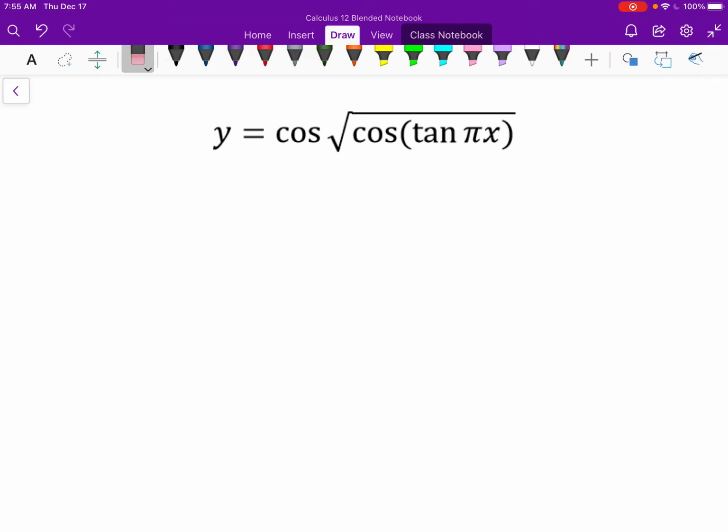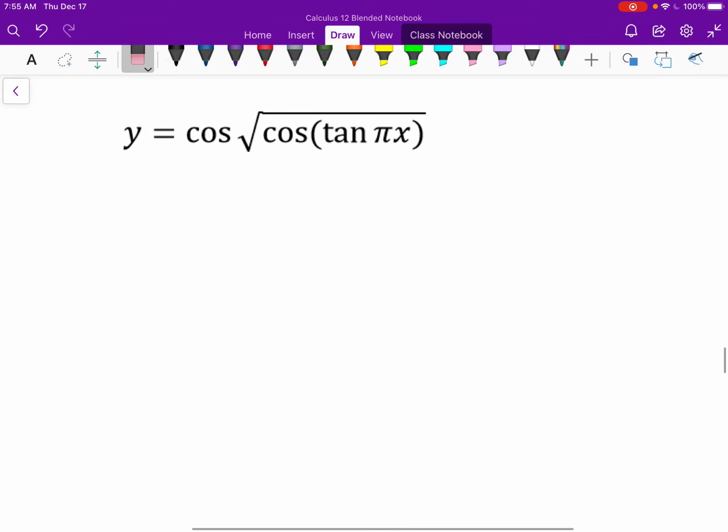So there are 5 layers here. That's a weird looking bracket. Okay, maybe I'll start from the outside.